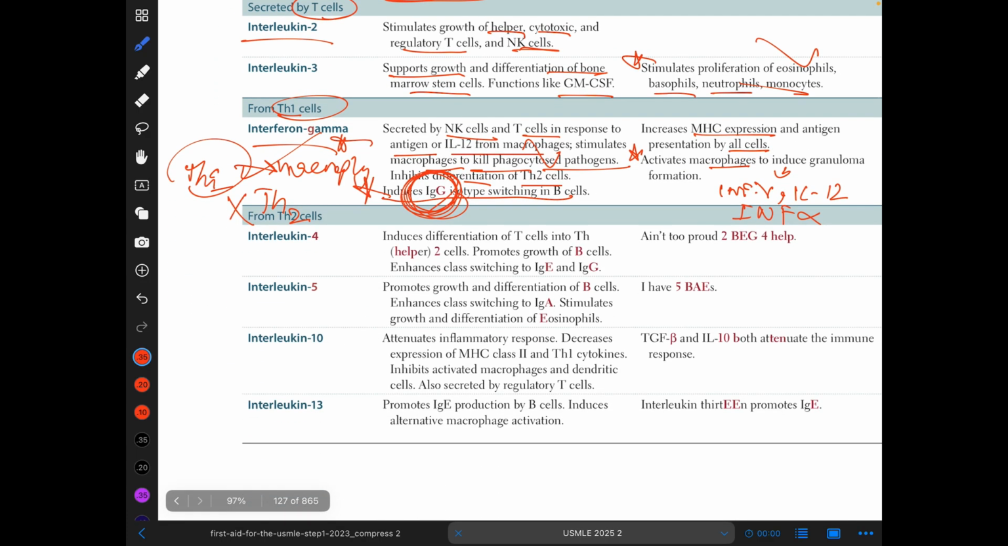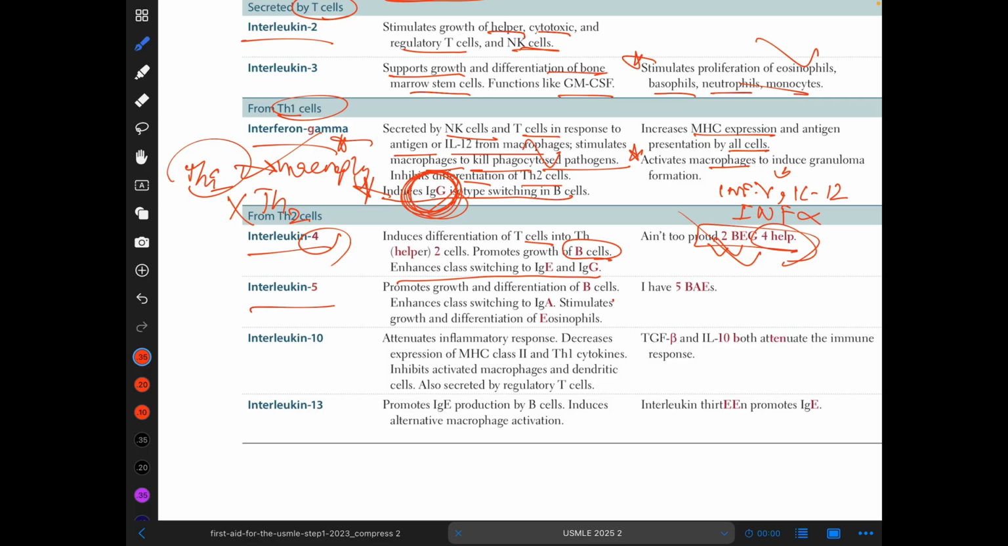From T helper cell 2, interleukin-4 is going to be released, which induces the differentiation of T cells into T helper cell 2, promotes the growth of B cells, and enhances the class switching to IgE and IgG. And there is a mnemonic: too proud to beg for help. Beg means they are going to promote the growth of B cells, IgE and IgG switching, and 4 helping. Interleukin-4 is doing this function, that is raising type 2 helper cells.